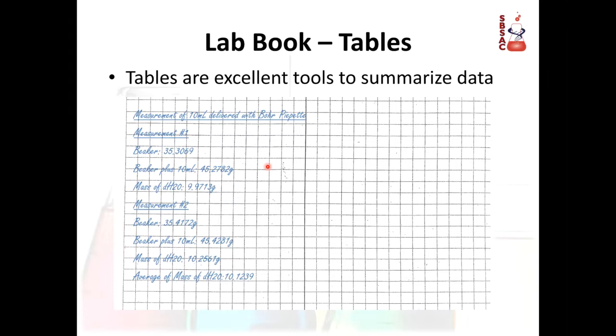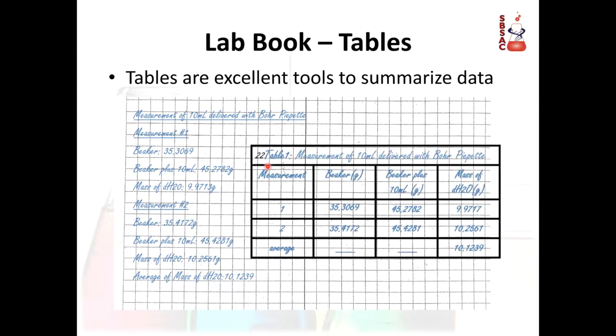There is a better way to do that though. It's by using tables. So in tables, you can create columns where you have the common items. So in this case, it's the number of the measurement. Here will be the mass of the beaker. You express which unit it is in, grams, so you just have to write the numbers at this point. Beaker plus the 10 milliliters, and so on right here.